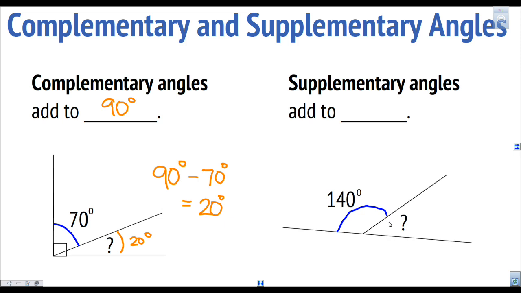Now, supplementary angles here are two angles that add up to 180 degrees. So this is a straight angle here. And again, we're going to use the same strategy. These two together should make 180, yet this one is just 140. So to find out what that missing angle is, we're going to do 180 degrees take away 140 degrees, and that will be 40 degrees. All right, so that missing part here is 40 degrees.